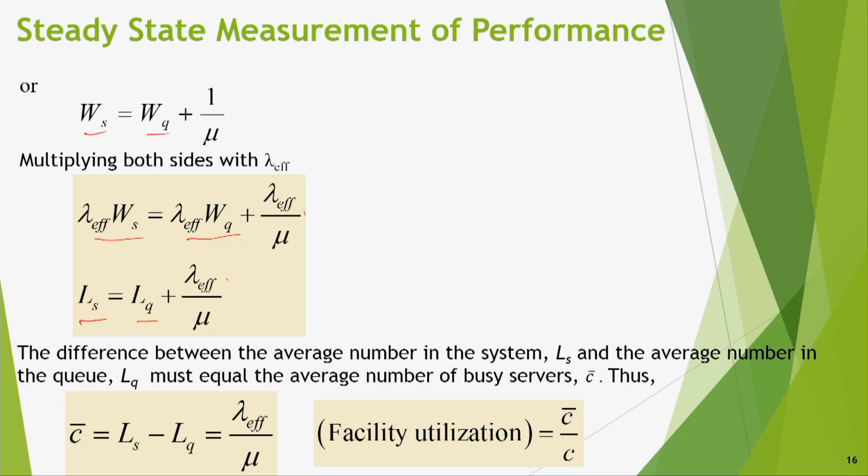The difference between the average number in the system Ls and the average number in the Q must equal the average number of busy servers, C bar. Thus, C bar is equal to Ls minus Lq, which becomes lambda effective by mu, and we can say facility utilization is C bar by C. Here C can be the number of channels. Otherwise, most of the time in the exams we ask single channel, or single service station type questions.